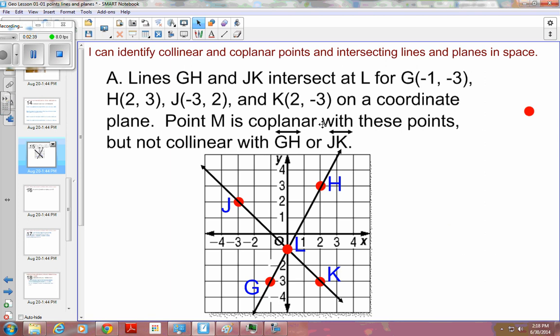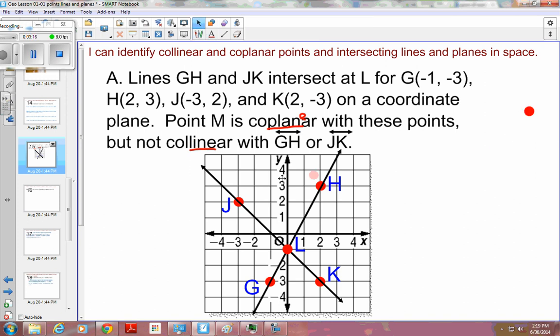Point M is coplanar. Coplanar means in the same plane. Co is the same, planar, plane, same plane with these points, but not collinear. Collinear: linear has the word line in it, and plane is missing the E, but it's got it. So coplanar is the same plane. Collinear is the same line. So I would need point M that is in the same plane, so on this coordinate grid that we've got here, but not on one of the lines GH or JK. So I've got to put it somewhere else.